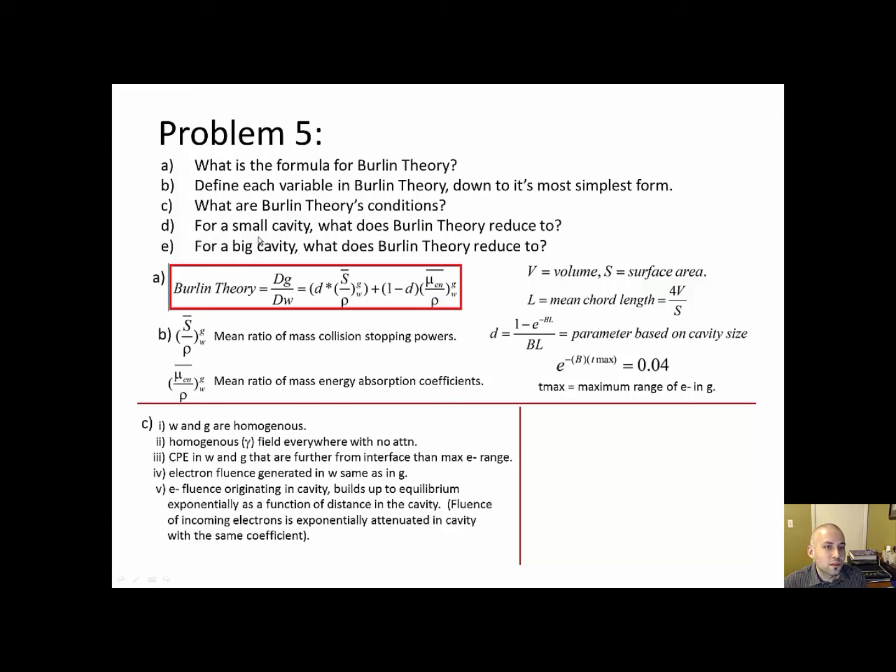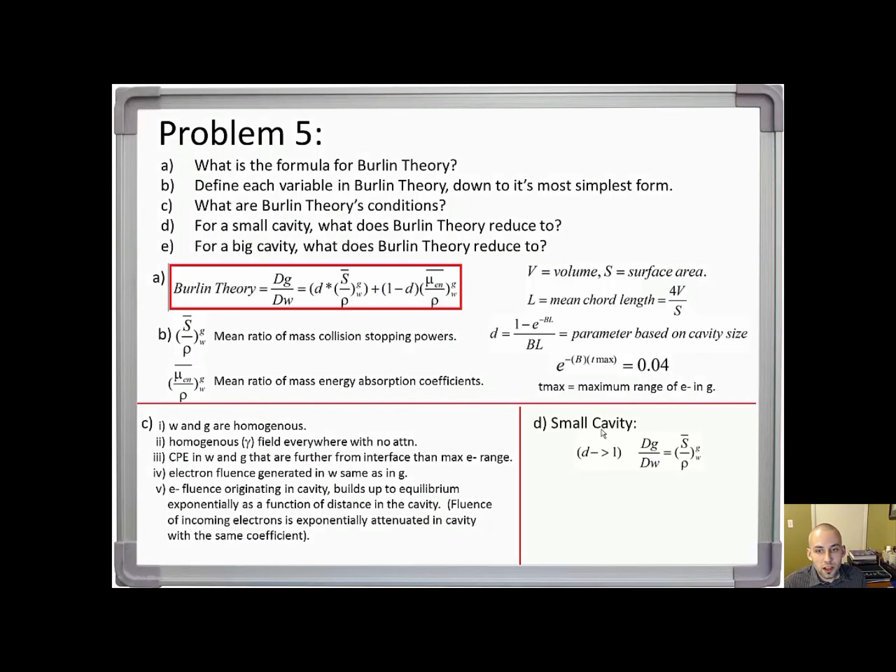Now for D, suppose we have a small cavity case. Burlin theory reduces, the formula reduces. What does it reduce to? So for a small cavity, d goes to 1. So if I plug in 1 here, this stays. If I plug in 1 here, this eliminates because this equals 0. So I'm left with just this mean ratio of mass collision stopping power. And that's what Burlin goes to.